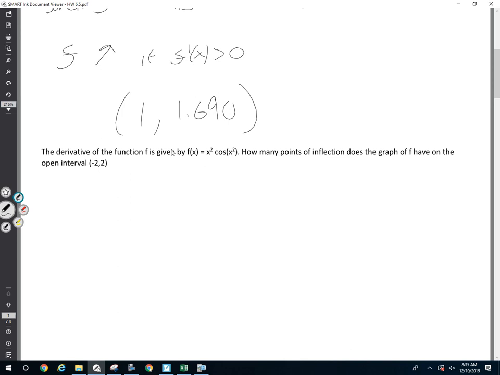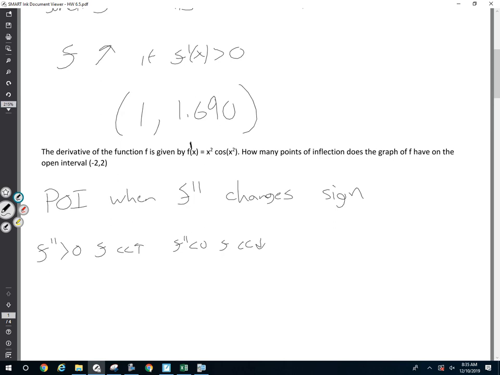Okay, it says the derivative of the function f is given by f. This should be f prime, so sorry. How many points of inflection does the graph of f have on the open interval from negative 2 to 2? Points of inflection occur when f double prime changes sign. If f double prime is positive, the original function f is concave up. If f double prime is negative, the original function is concave down.